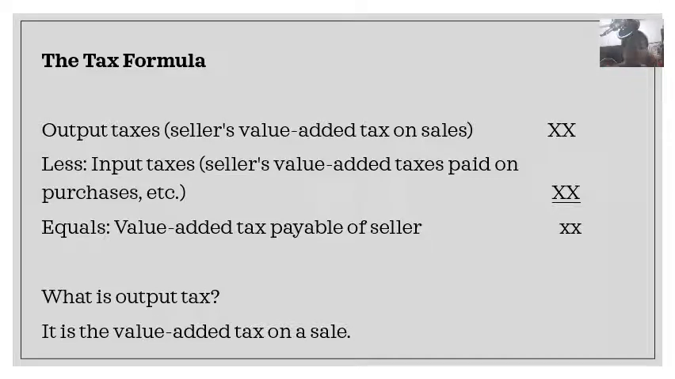So ano ba yung output tax? Yung seller's value added tax on sales. So pag nagbenta si seller, yun. Kung local lang yan at subject to VAT talaga, so yung amount ng sales niya, yung gross selling price times 12%, so yan yung output tax.